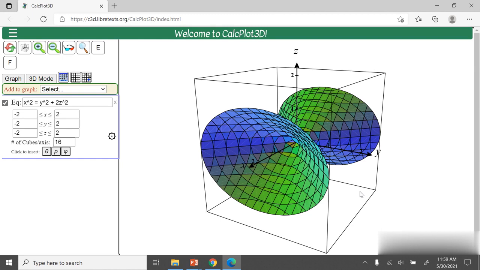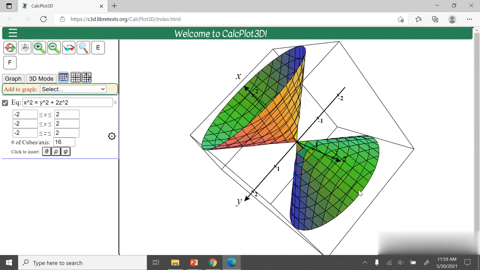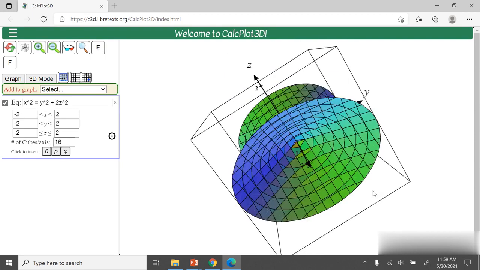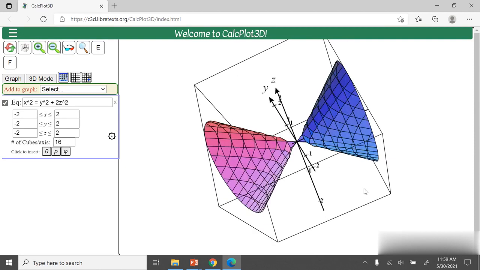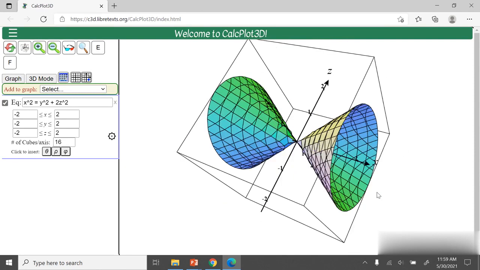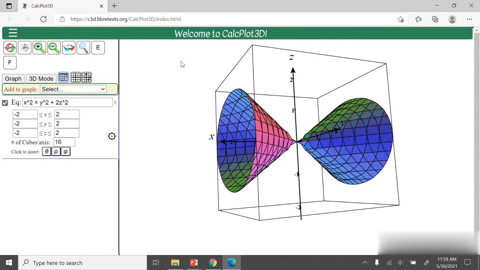And there's my cone. And the thing I really like about this website is you can just take your cursor or your mouse and you can drag this around. And so you can really see a nice picture of what's happening. What does this particular surface look like? So this is a great tool that will let you check your work when you're graphing something by hand. Or if you have something that's more complicated than just a quadric surface, we can use this tool as well.